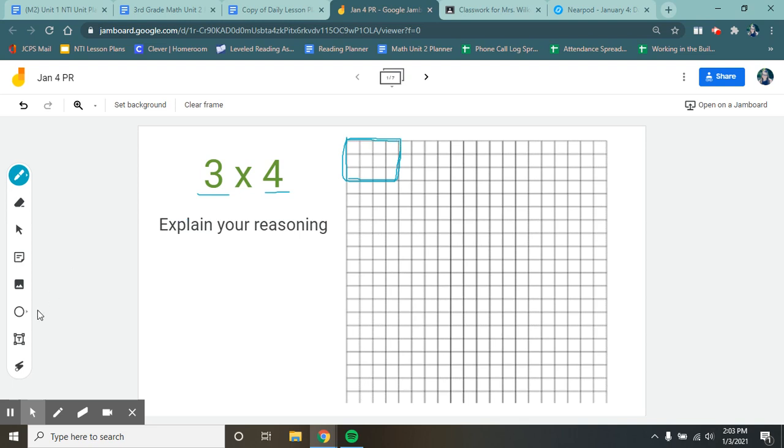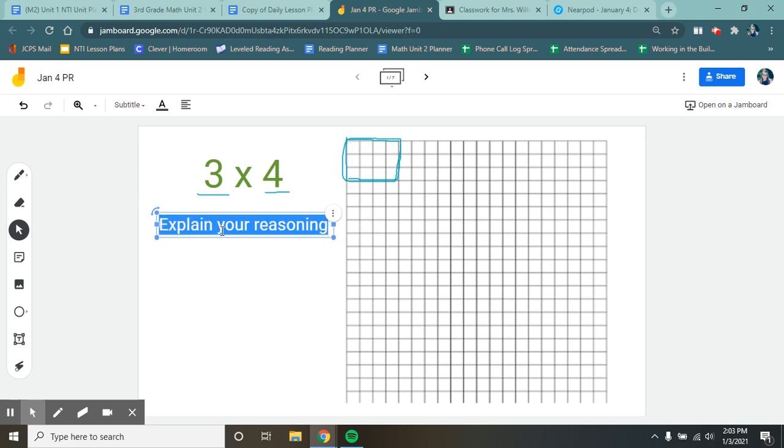All right, now this is the most important part, and I think it's the trickiest part for a lot of you. So let's work on this part together. When we're explaining our reasoning, we want to tell what we did to find the answer to a problem. And in this problem, I want to know what you did to create your shape. So the first thing that we looked at were our factors, right? The factors 3 and 4. We noticed that we had 3 first and 4 second.